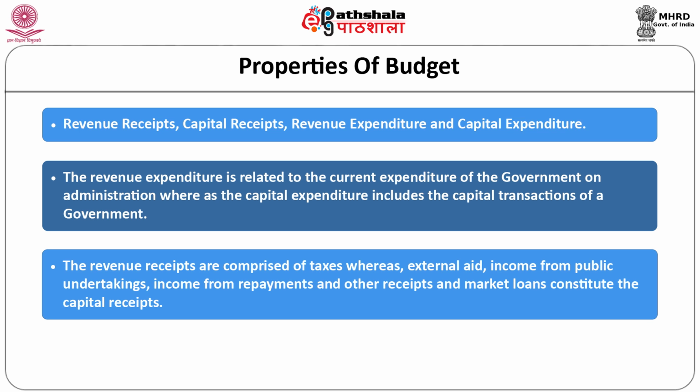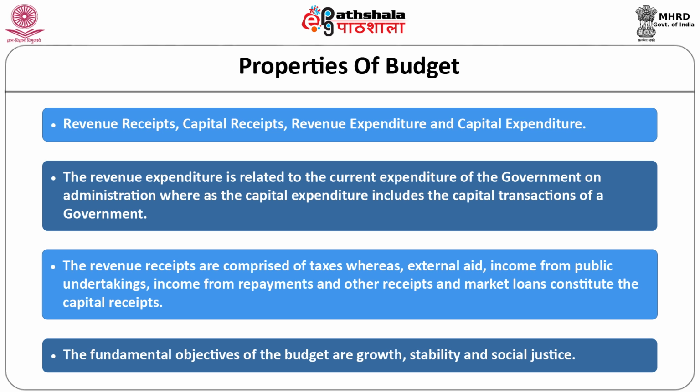Revenue receipts are comprised of taxes, whereas external income from public undertaking, income from repayments, and other receipts and market loans constitute capital receipts. The fundamental objectives of budget are growth, stability, and social justice.